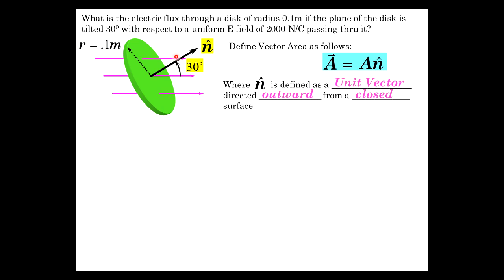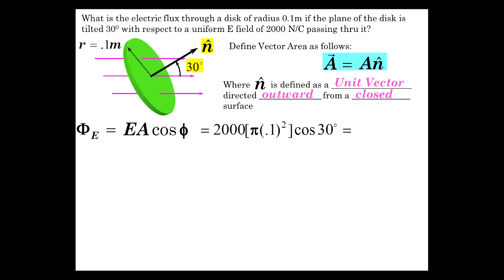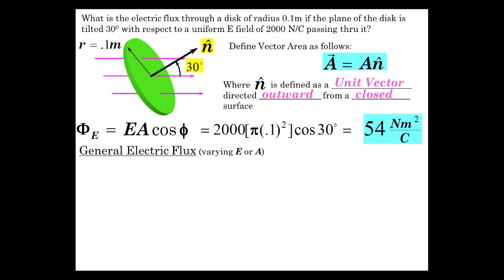In that case, the product is going to be positive. We have an E field in the direction, at least partial direction, of that area vector. So the flux is EA cosine of phi, 2000 pi r squared cosine of phi, which is 54 newton meters squared per coulomb. That was pretty simple. Let's now generalize this a little bit more.